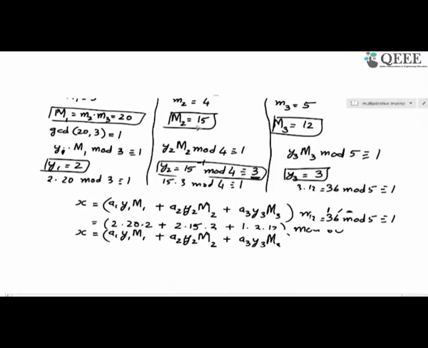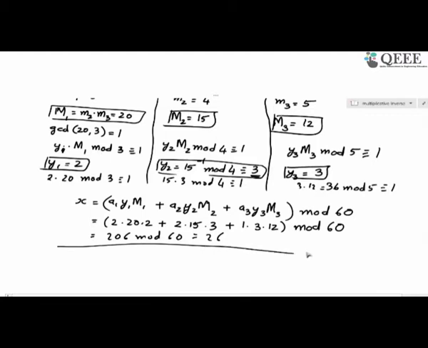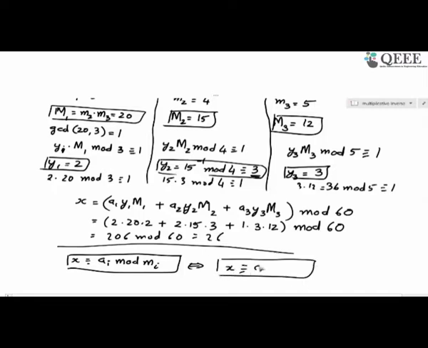Okay, so this essentially is an example of CRT, and to summarize, we have been able to solve a system of congruences of the form x congruent to ai mod mi, and found that this is equivalent to solving a single congruence mod capital M, where capital M is the product of m1, m2, m3 and so on.